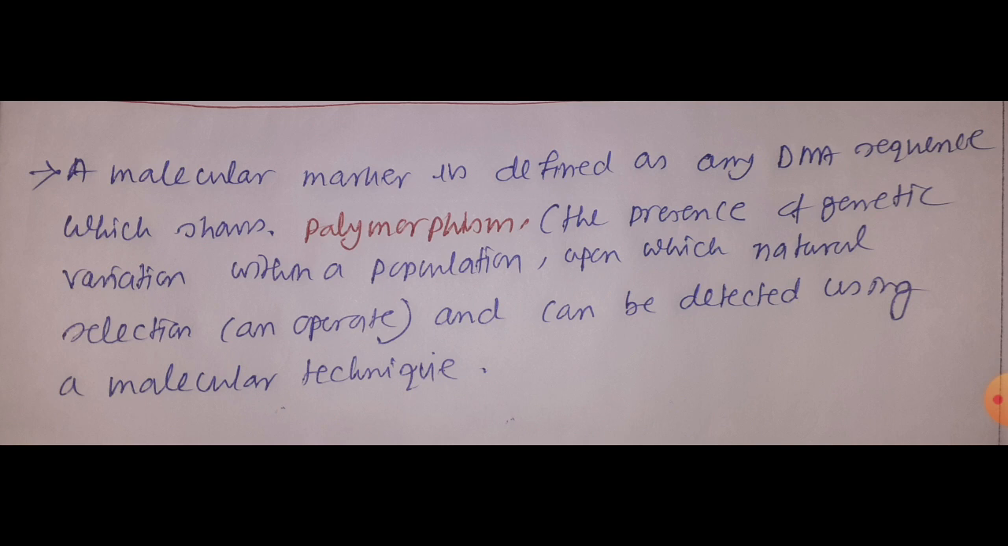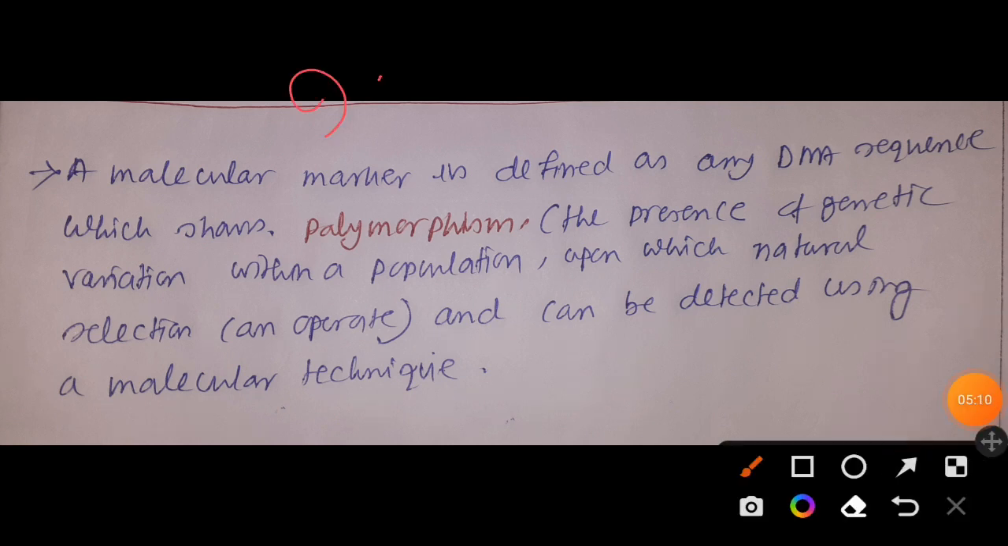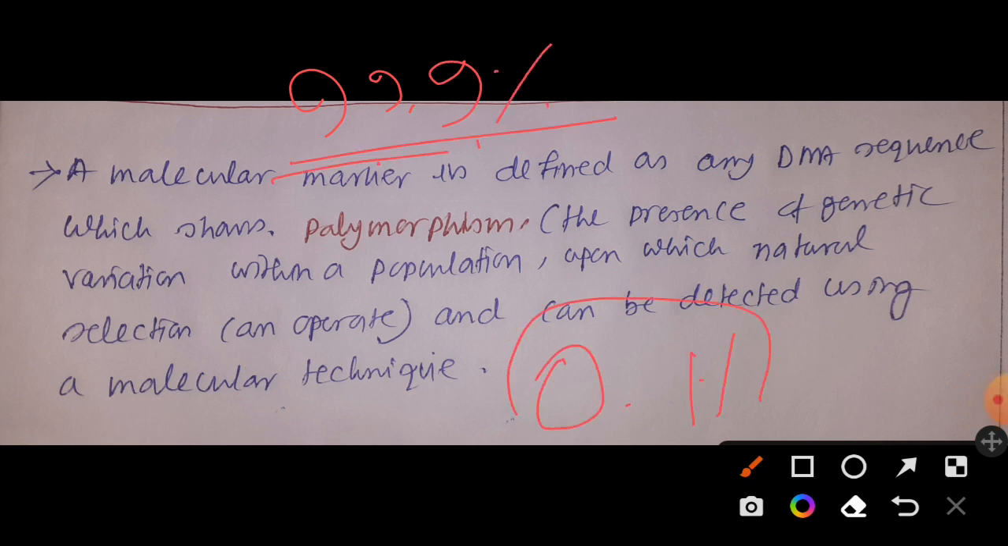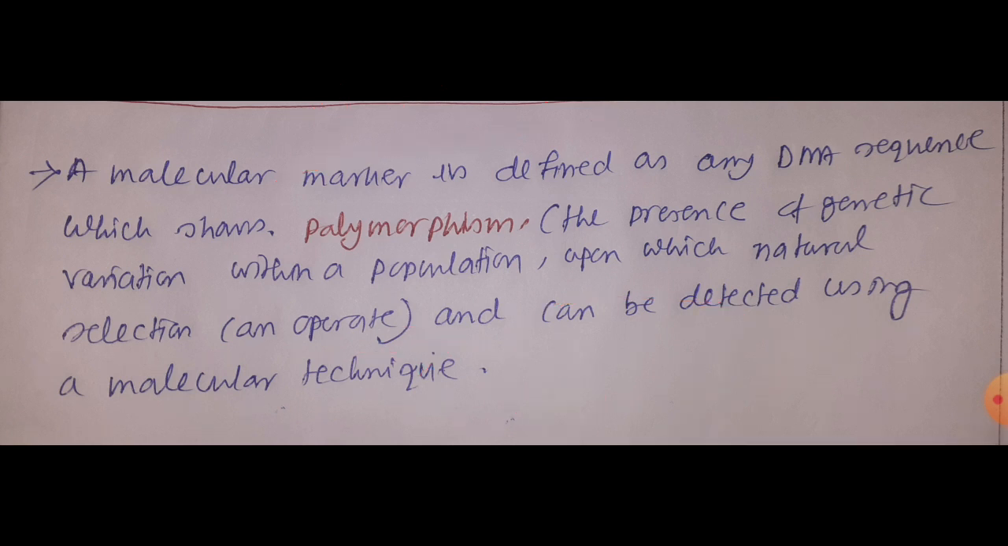Let me tell you that in humans there are 99.9% similarities. Only the 0.1% difference is detected by molecular markers or any kind of markers that we are using, for example, DNA markers, RNA markers or isoenzymes. I am going to discuss them. Among them, the most important are the DNA markers.